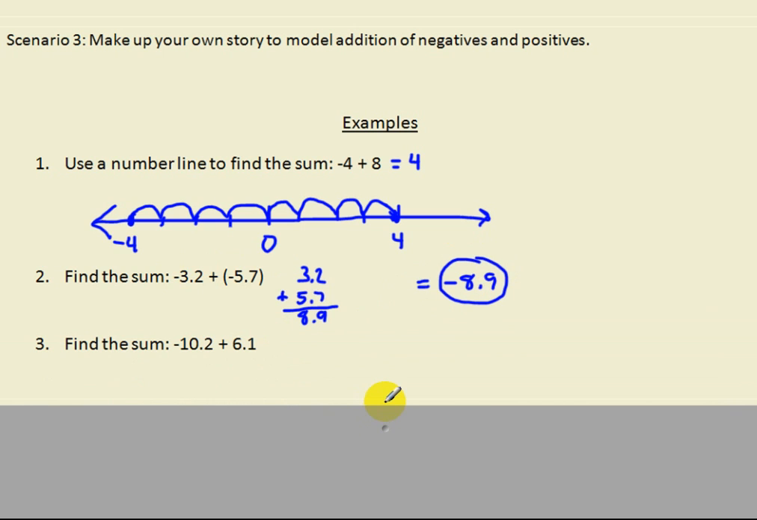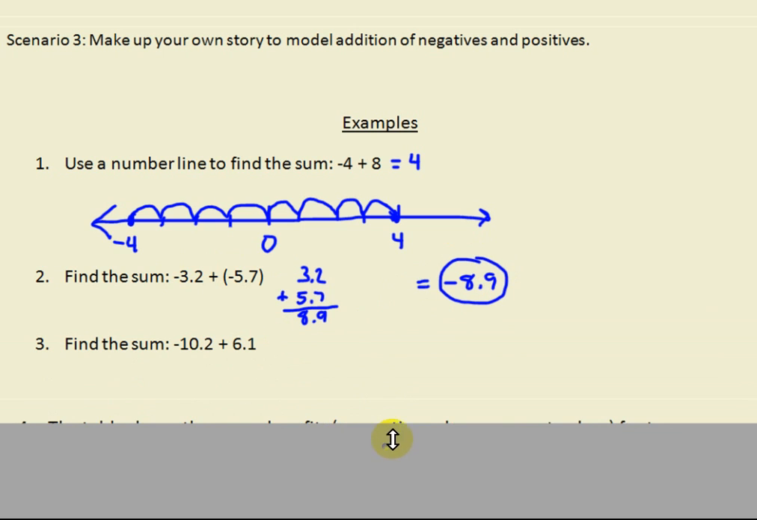Find the sum, negative 10.2 plus 6.1. So here we take the absolute value of these 2 numbers and we can subtract if we want. So we'll look at 10.2 minus 6.1. So we're looking at the absolute value, ignoring the signs for now. So we have 2 minus 1 is 1, bring our decimal down, 10 minus 6 is 4. Then we look at which number is further away from 0. The negative 10.2 is further away from 0, so our answer is negative 4.1.